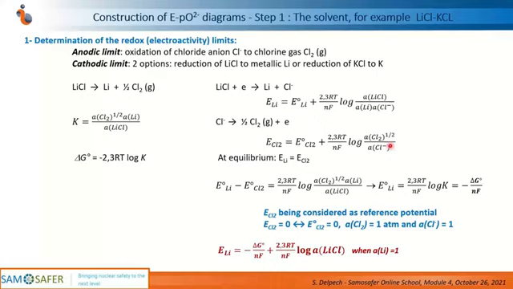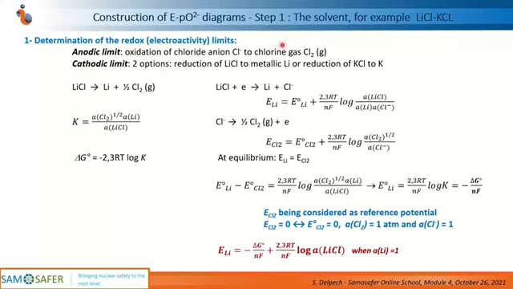So how to build this kind of diagrams? First, we have to determine what the limits of the solvent are. For example, we are going to work with this solvent, lithium potassium chloride, which is a very well-known molten salt. And we are going to define first the redox or electroactivity limit of this salt.